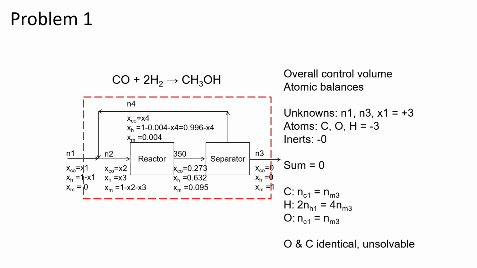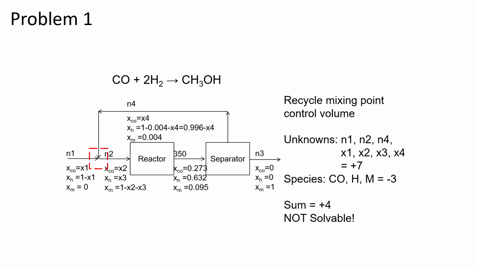So now let's look at one of the other control volumes. We'll just progress our way through until hopefully we find one for which we can solve the mass balance equations and obtain some of the unknowns. Next, let's look at the recycle point. The recycle point is shown here. There's a control volume drawn around it.